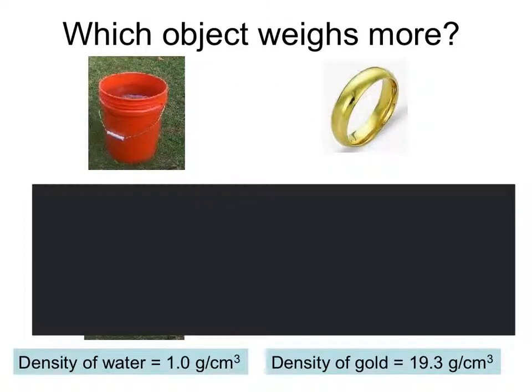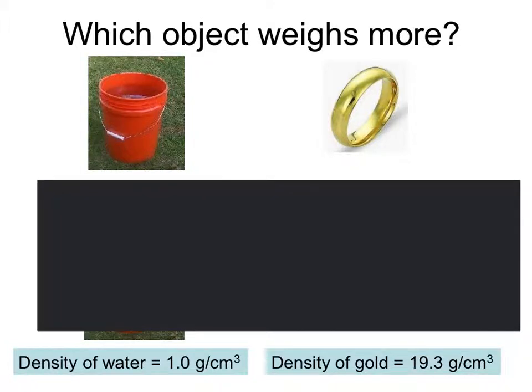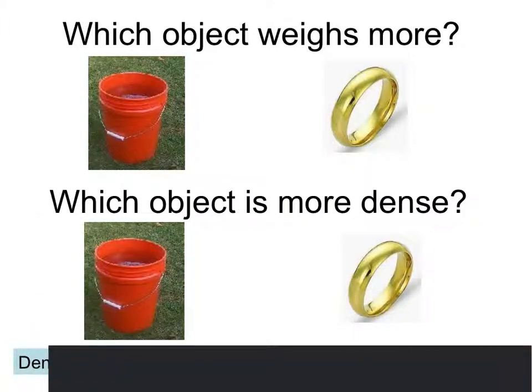If I were to ask you which object weighs more, a bucket full of water or a gold ring? Hopefully you would say the bucket full of water. It has a lot more weight to it. However, if I asked you which object is more dense, the gold ring, if I were to throw it into the bucket, is going to sink to the bottom because the gold ring is more dense.